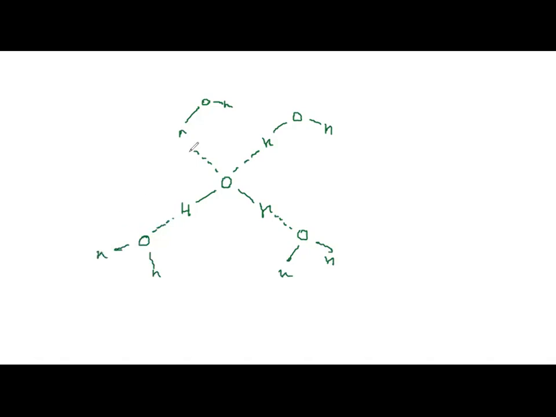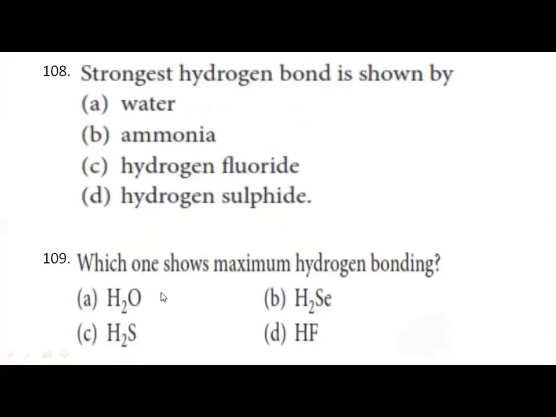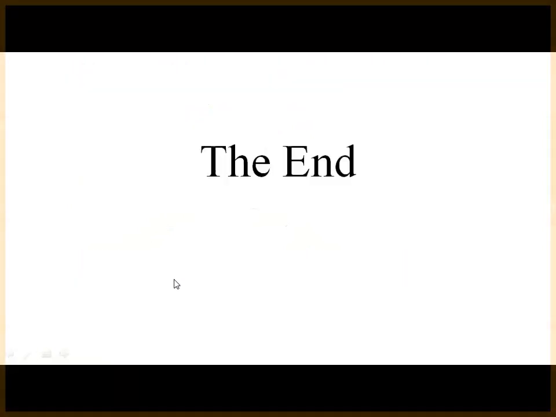So though fluorine is more electronegative, the maximum strength is for water. It is capable of forming how many? It is capable of forming four hydrogen bonds with other water molecules. Therefore, that is the maximum hydrogen bonding.